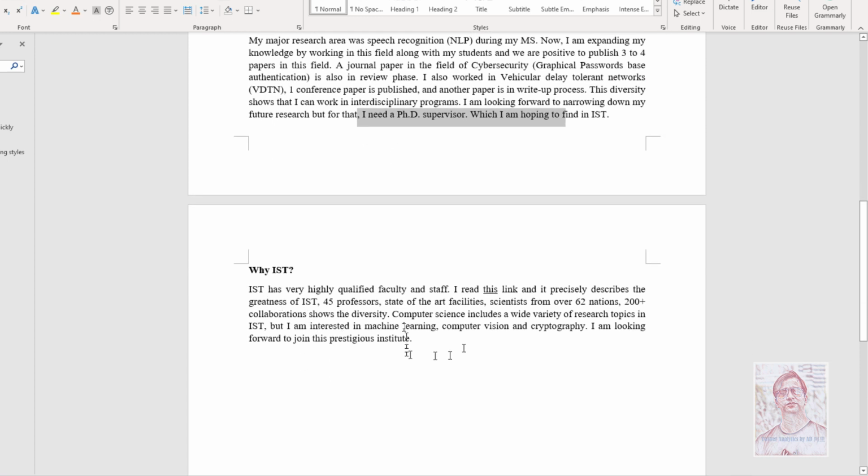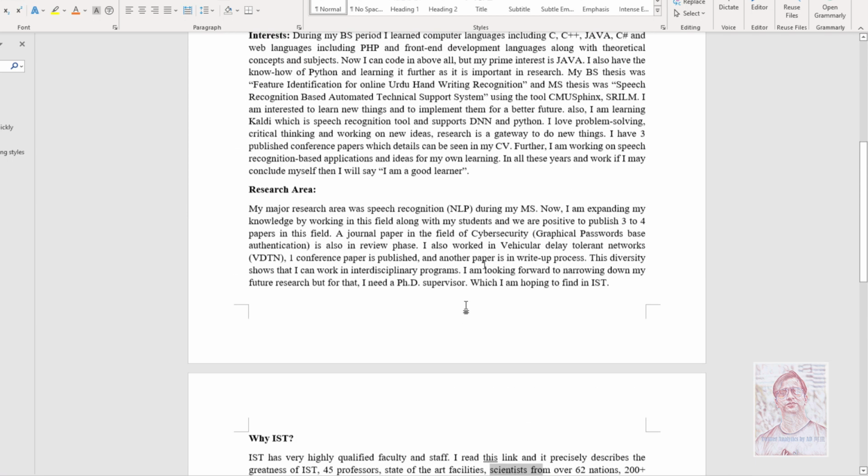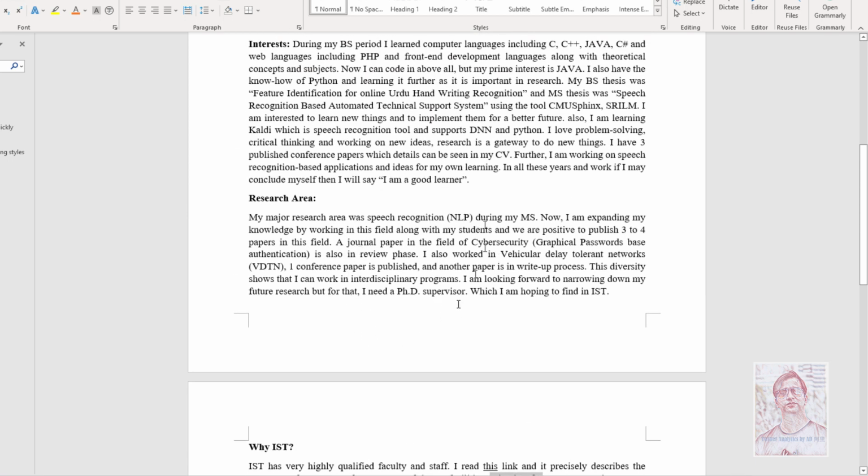Then here I did some research. I explored that university. I posted the link, and also I described that this university has 45 professors, 62 nations, scientists, and 200 plus collaborations and things like that. So yeah, this portion is good, but the weakest point of this statement of purpose is this portion. So don't repeat these same mistakes.